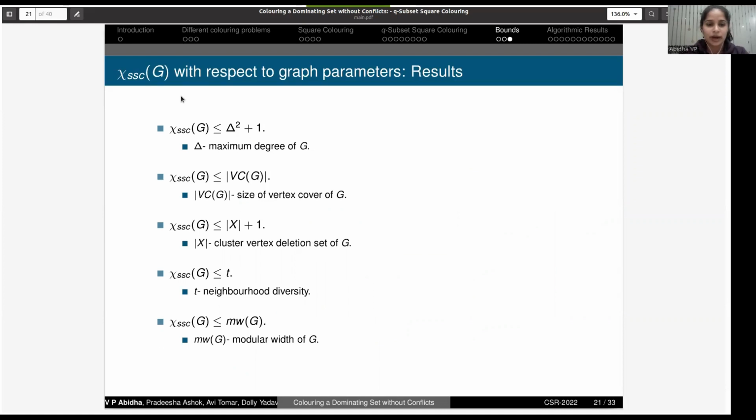We can also bound the subset square chromatic number with respect to some other graph parameters: the square of the maximum degree, the size of the vertex cover, the size of cluster vertex deletion, neighborhood diversity, and modular width.